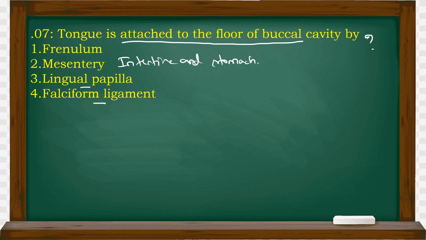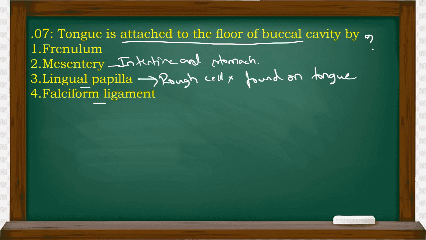It's a kind of connection that exists between the small intestine and the stomach. And option number 3, lingual papilla. Lingual papilla is nothing but the rough cells which are found on the tongue. Whenever we rub our tongue, we feel a little roughness on the tongue just because of the presence of lingual papilla. So it's not something that helps in the process of connection.